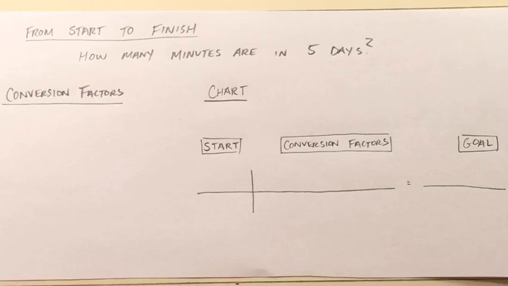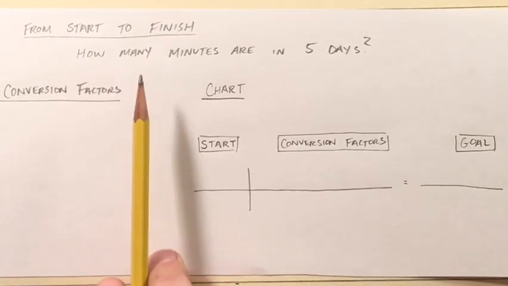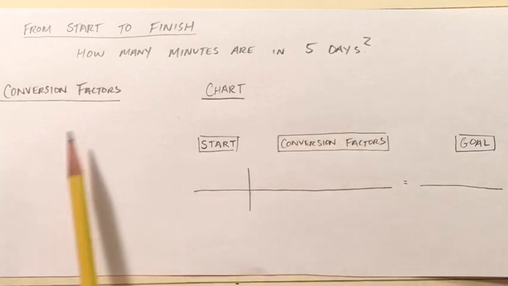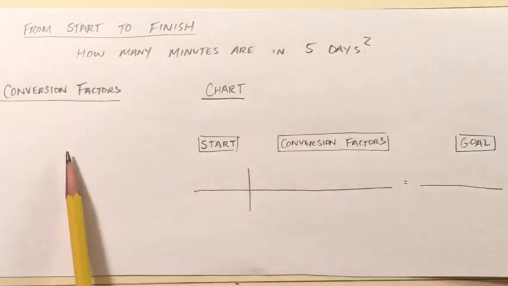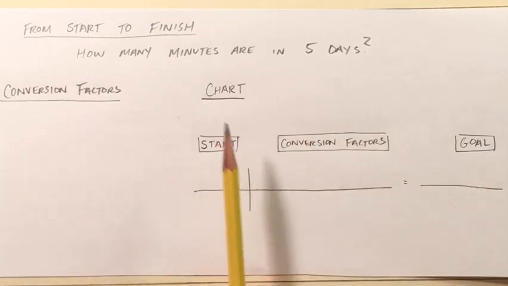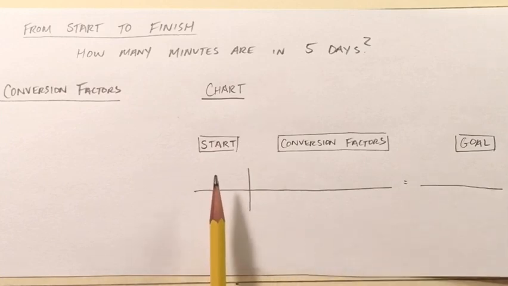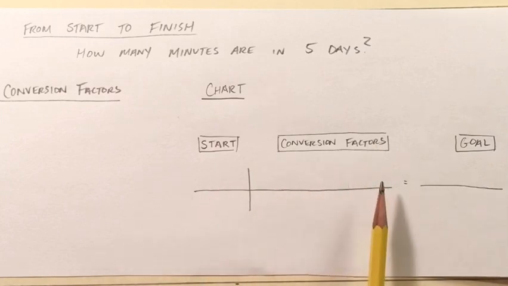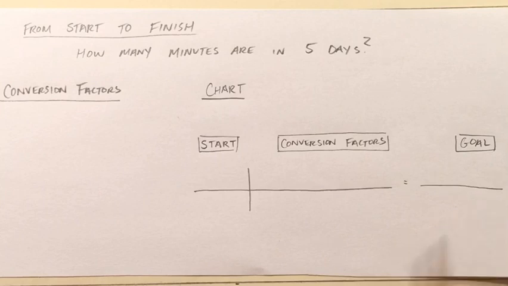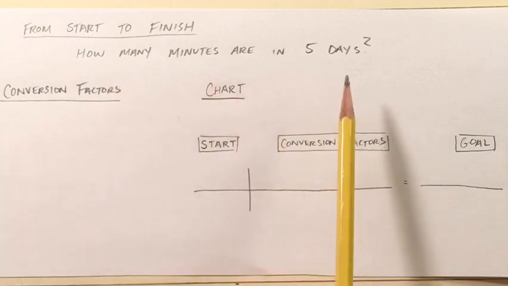Okay guys, so here is an example from start to finish with dimensional analysis. My question here: how many minutes are in 5 days? Below I have spaces already set up for where my conversion factors are going to go and what my chart looks like. I have a spot for my start, where I'm going to put in my conversion factors, and my goal. So in this question, the first thing we want to ask ourselves is, what is the end unit going to be to answer this question?